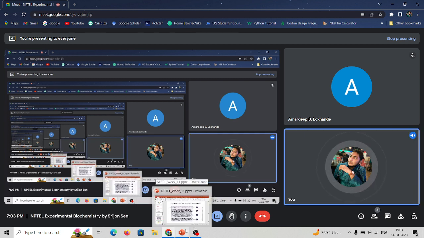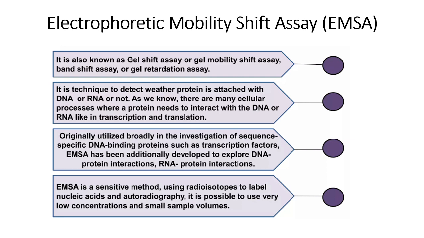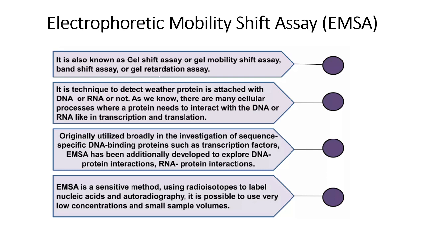Okay, so let us restart. Now coming to a different kind of technique, which is your electrophoretic mobility shift assay. We also call this the gel shift assay, or the gel mobility shift assay, band shift assay, or your gel retardation assay.